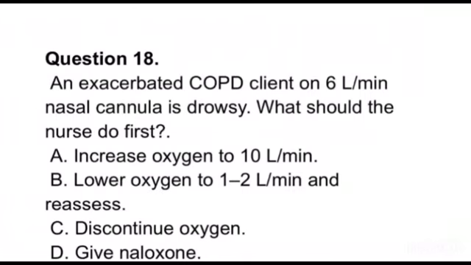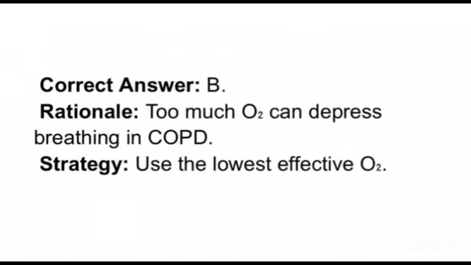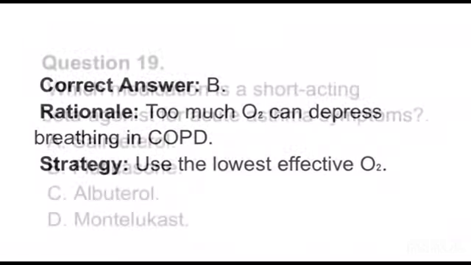Question 18. An exacerbated COPD client on 6 liters nasal cannula is drowsy. What should the nurse do first? A. Increase oxygen to 10 liters per minute. B. Lower oxygen to 1 to 2 liters per minute and reassess. C. Discontinue oxygen. D. Give naloxone. The correct answer is B. Rationale: too much oxygen can depress breathing in COPD. Strategy: use the lowest effective O2.